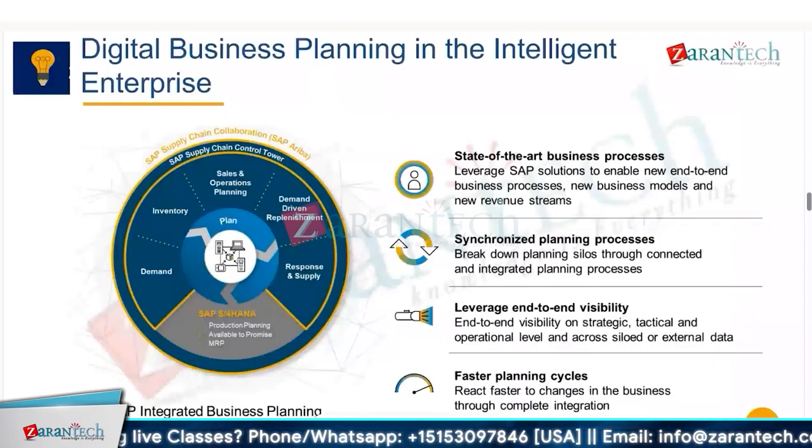This is basically the gap between demand and supply. Then we have production planning, demand planning, inventory management, sales, and operations planning. So all these various functionalities are basically the business processes which talk about the end-to-end supply chain business process.